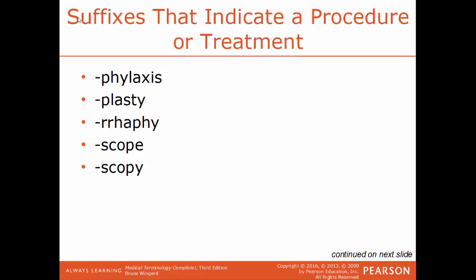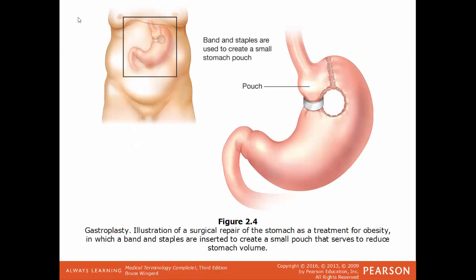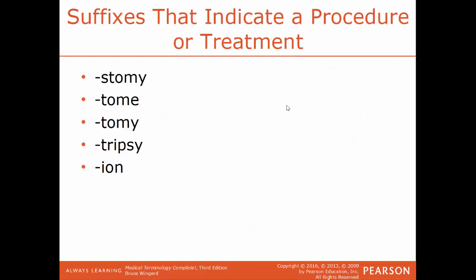actual process of viewing. So for example, a gastroplasty is a surgical repair of the stomach. Now, gastro is a reference to the stomach, and plasty means the surgical repair of. And this is an example of how you would reduce the volume that the stomach can hold as an effort to lose weight. Alright, see the next one, stomy, is a reference to a new opening in the body. Now, stoma is a reference to an opening, so the suffix stomy is the creation of a new opening.